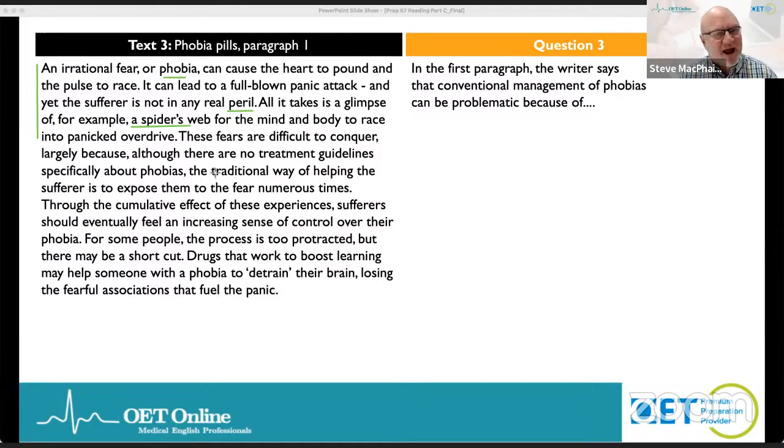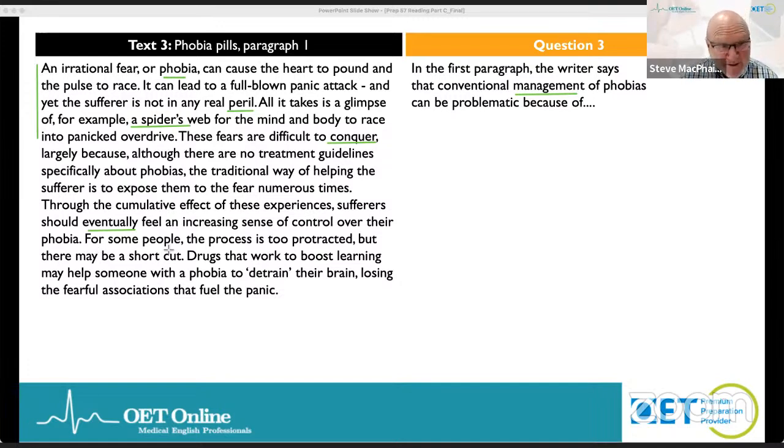Now, what are they going to say about phobia? We haven't spoken about management yet. These fears are difficult to conquer, largely because, so conquer means to manage, doesn't it? These fears are difficult to conquer, largely because, although there are no treatment guidelines specifically about phobia, the traditional way of helping the sufferer is to expose them to the fear numerous times. We're going to look at these sentences in a moment. Through the cumulative effect of these experiences, sufferers should eventually feel an increased sense of control over their phobia.